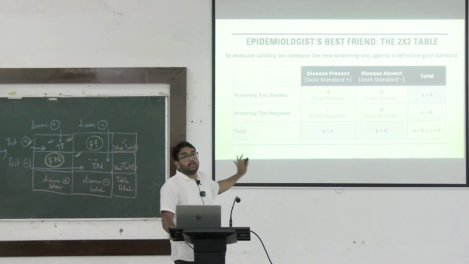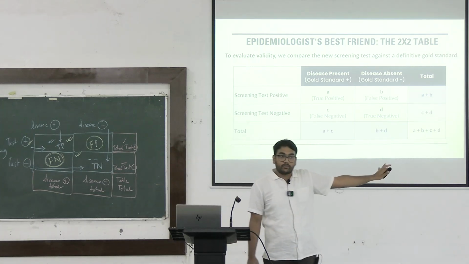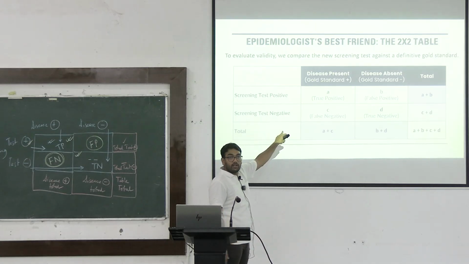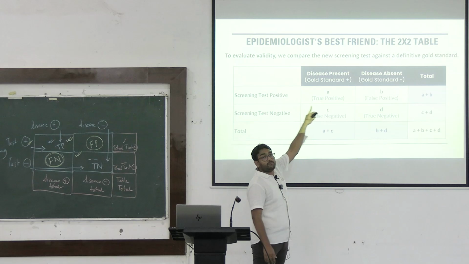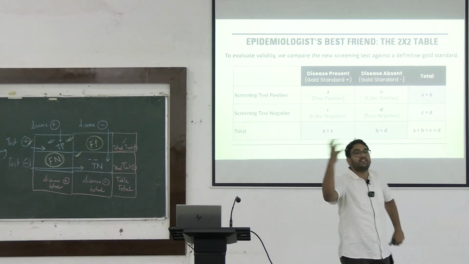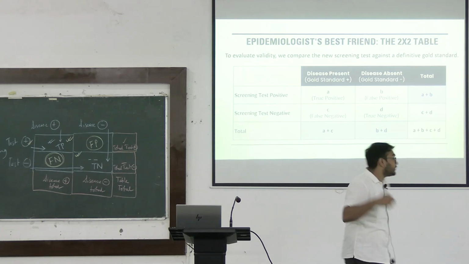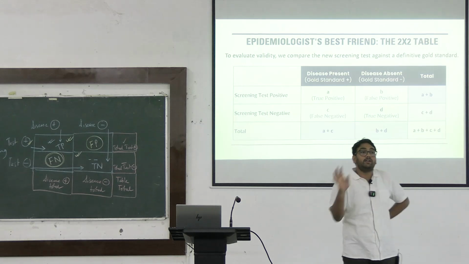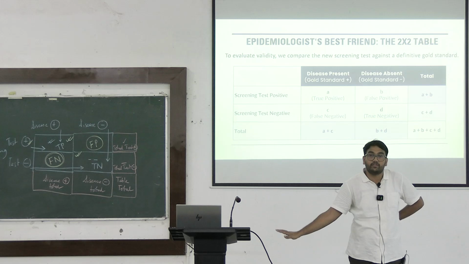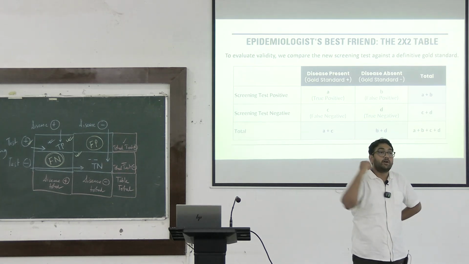Any confusion in this table? So suppose we are doing USG and biopsy. Then USG will stay here, USG positive, USG negative, and biopsy positive, biopsy negative, right? There will be some people whom the USG labels as breast cancer, and on biopsy you find that they have breast cancer. They will be true positives. If USG labels as breast cancer, but biopsy finds that they do not have breast cancer, they are false positive.